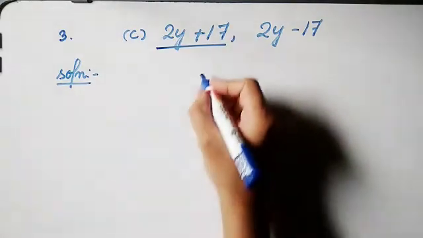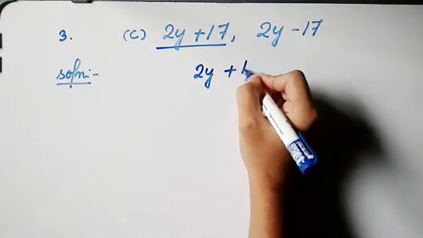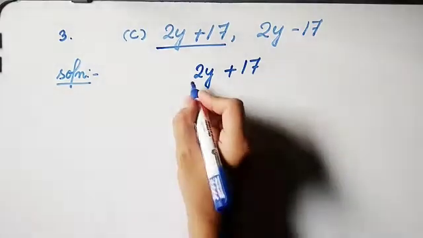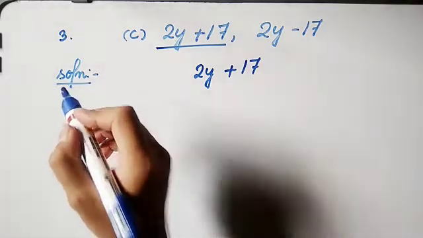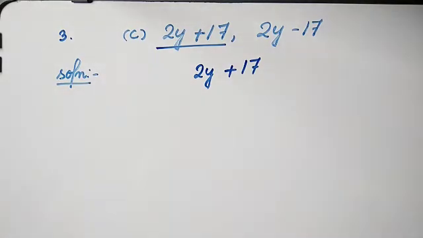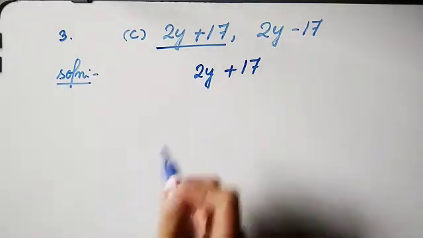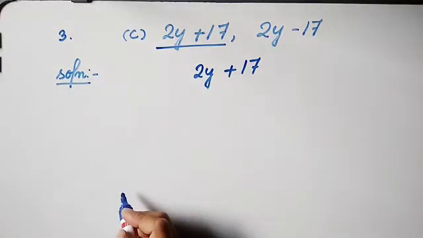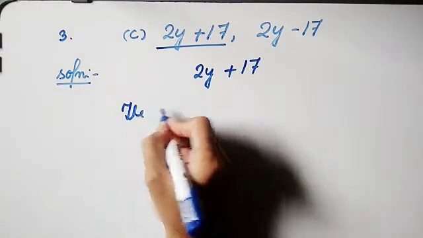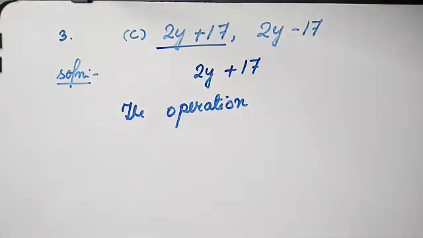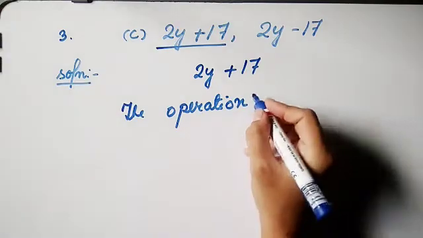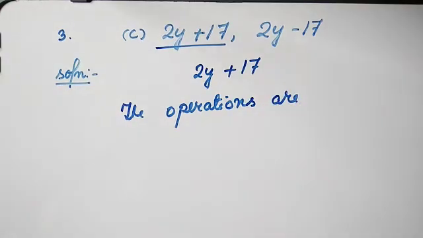So our first expression is 2y plus 17. Like question number A and question number B, the first thing that we need to do is find the operation used in this expression. So our answer will be the operations. In this expression, the kind of operation used will be more than one. So the operations, understood?